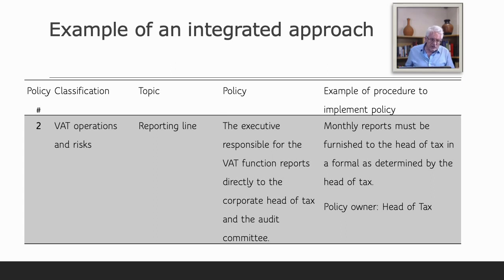Again, we're looking at VAT operations and risks. Then we're looking at reporting lines. How do you create a reporting line? So there's your policy. The executive responsible for the tax function reports directly to the corporate head of tax, which is not ideal, but in this case, this is what we've come up with, and to the audit committee, or it should be to the board of directors. Depends on what your specific policy is. How do you do that in terms of a monthly report that should be submitted? And if you haven't submitted your monthly report, you haven't complied with the policy, and that should have consequences.